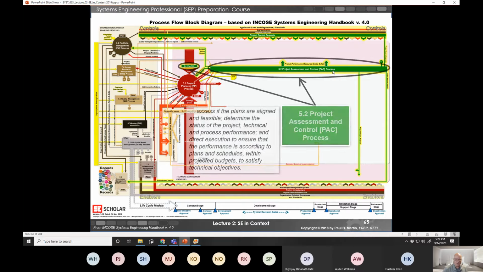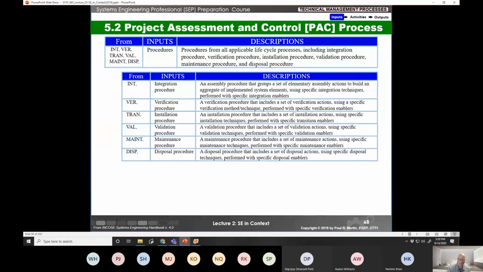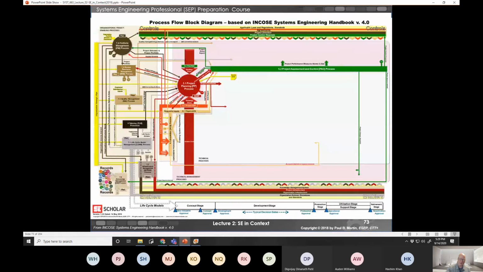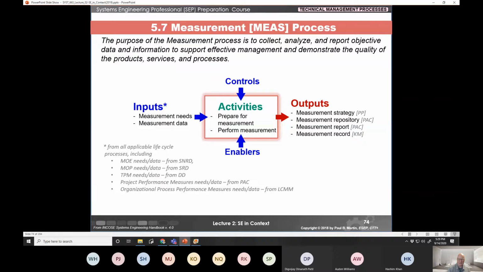Project assessment and control looks at the plans that you put together in project planning, and it assesses and controls the project once the project is activated. And then on top of that, you have measurement. What are the actual measurements, both collecting data and information that support the aspects of not only the processes that are in place, but also the product itself, through the MOEs, MOPs, and TPMs.